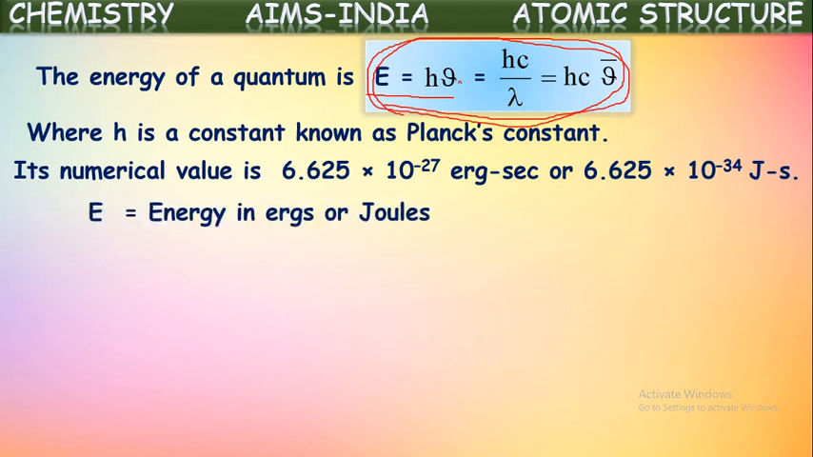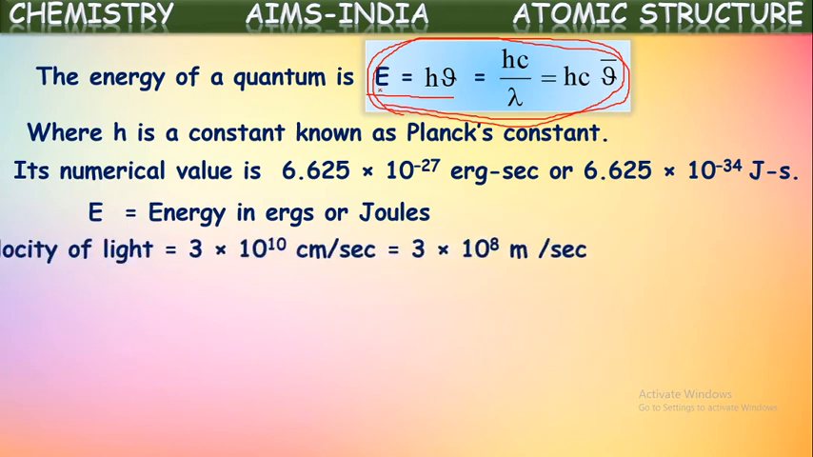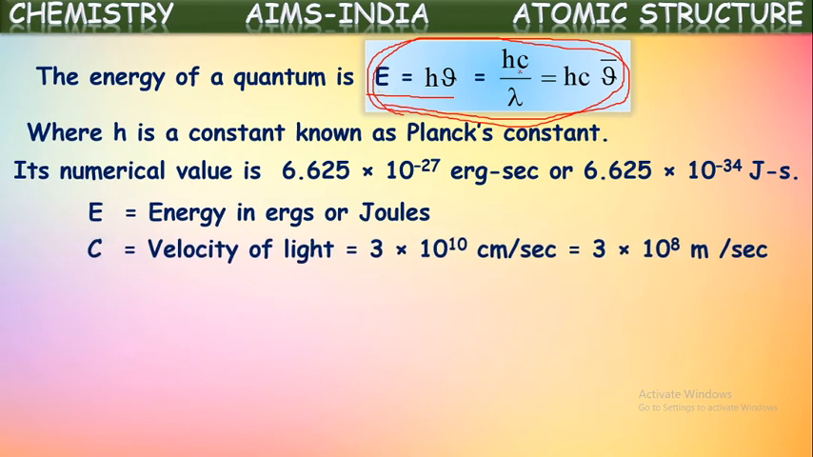E is equal to energy in ergs or joules. Here E represents the energy of the radiation in ergs or joules. C represents the velocity of light, which is equal to 3 into 10 to the power of 10 centimeters per second, or 3 into 10 to the power of 8 meters per second. Because the velocity of every electromagnetic radiation is considered to be equal to the velocity of light. As we know, the velocity of light is 3 into 10 to the power of 8 meters per second.